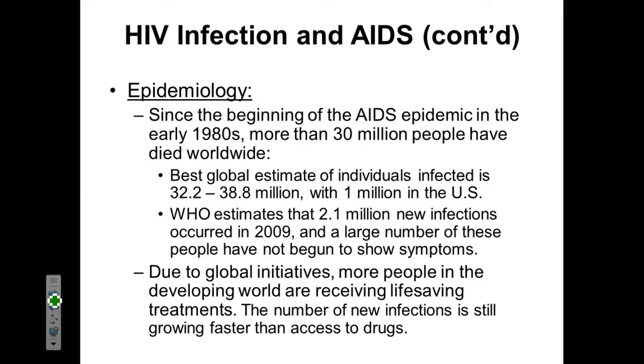Currently, it's estimated that the number of people who are infected globally with HIV is between 32 and 38 million, with approximately 1 million infected individuals in the United States. Right now in the United States, we have about 300 million people, so approximately 1 out of 300 people are infected, or about 1/3 of 1% of the US population. The World Health Organization has estimated that there are going to be about 2 million new infections in 2009 alone, and that a large number of the people that were initially infected haven't yet begun to show symptoms.